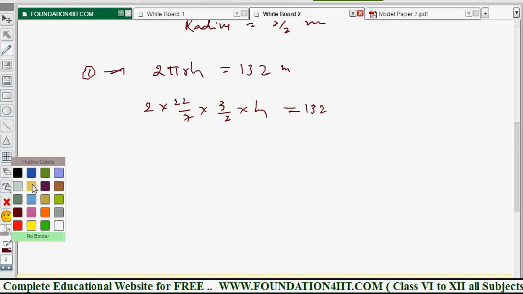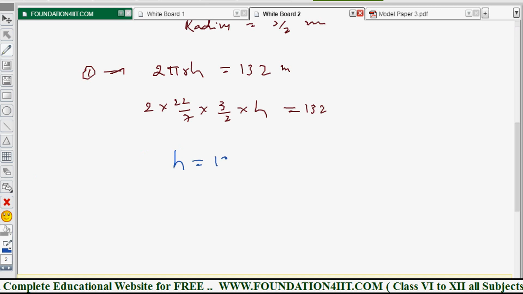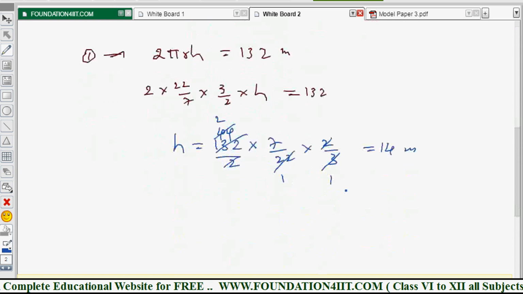It's simple. Then h equals 132, and take all these to the other side and divide: 2 into 22/7 becomes 7/22, and 3/2 becomes 2/3. So the 2 gets cancelled. And 3 ones are 3, and then 22 ones are 22, 2 sevens are 14. So 14 meters is the height of the cylinder. The radius is 3/2, and the diameter also you need to find out.